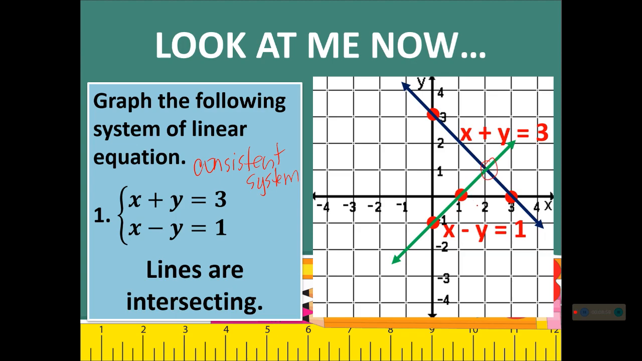Okay? So, what is the ordered pair that describes the point of intersection? Yes, so this is 2, 1. So, let us see if it is the correct solution. You are going to substitute 2 in place of x and 1 in place of y.